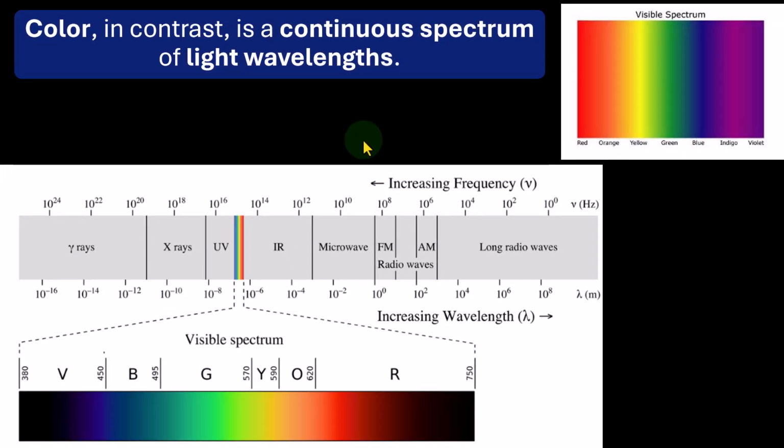Color, in contrast, is a continuous spectrum of light wavelength. So this is basically all of light, right? And our eyes can pick up some component of the light wavelengths. So this is the visible light that we're going to basically be working with. So obviously we want to take that visible light and then break it out so that we can get a very systematic color system that we can apply to our 12 note system.